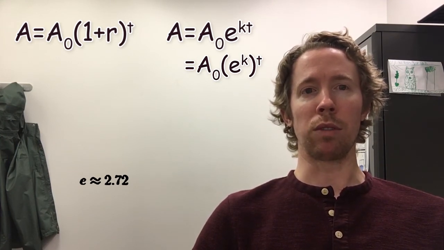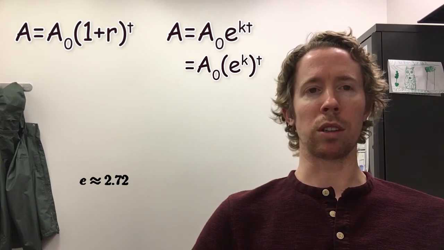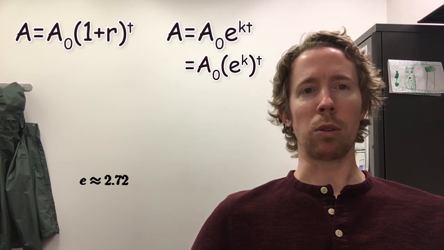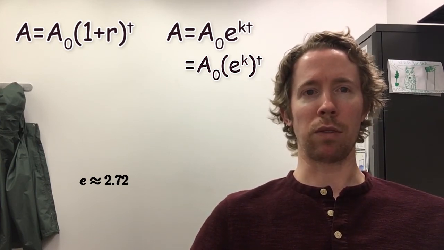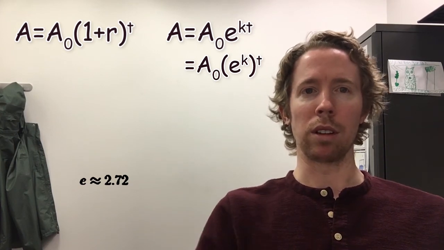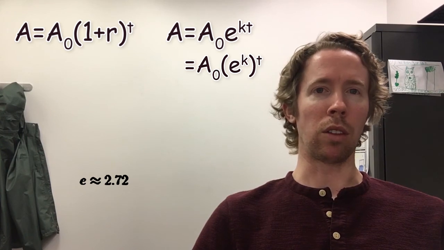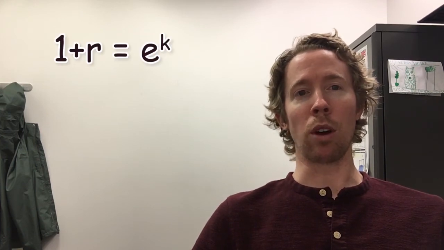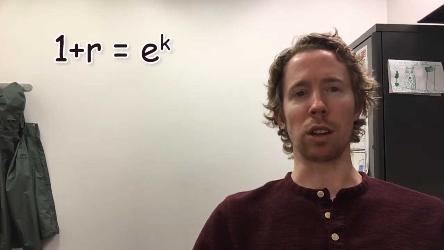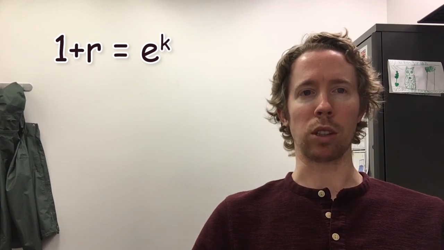And now you can see, if you compare the left equation and the right equation, they're the same equation. It's just that the stuff in parentheses is written down differently. So you can set the 1 plus r on the left equation equal to the e to the k on the right equation. And then if you know what k is, you can easily solve for r by subtracting 1 from both sides.